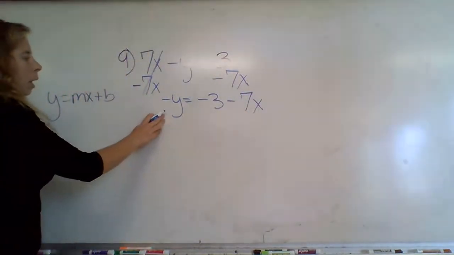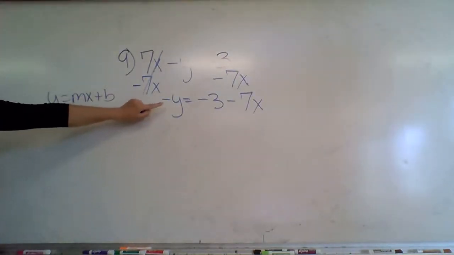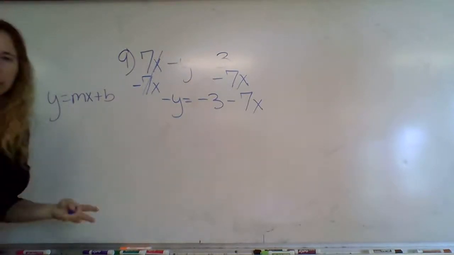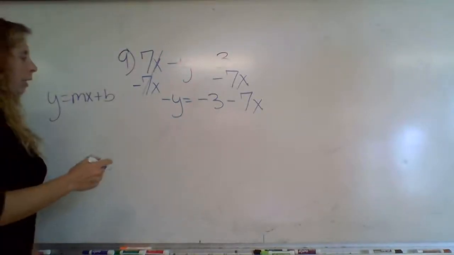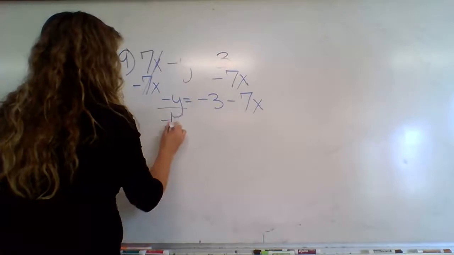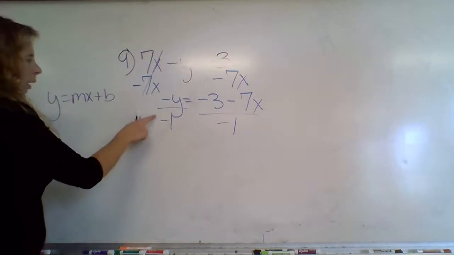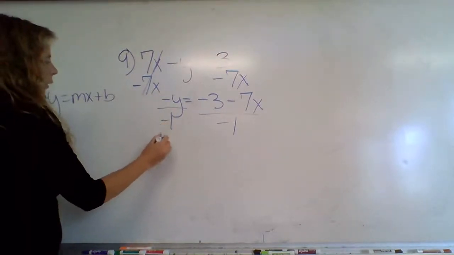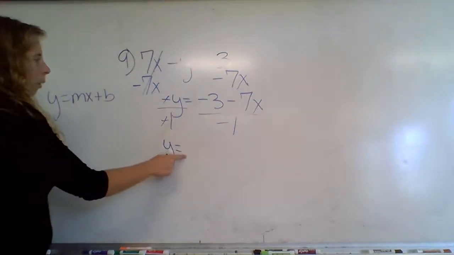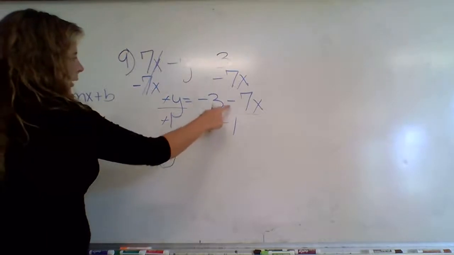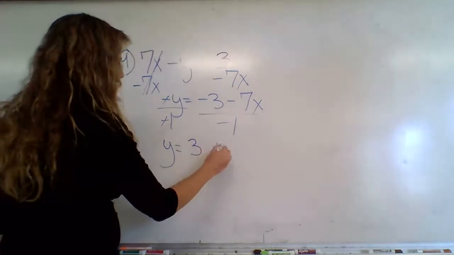I need to solve for y, not negative y. So to get rid of this, you're going to multiply both sides by negative 1 or divide both sides by negative 1. However you want to think about it, you get the same thing. I'll go ahead and divide. Negative 1 divided by negative 1, so the negatives cancel out. So you're just left with y equals, and then you have to change the signs over here. So you get positive 3 plus 7x.